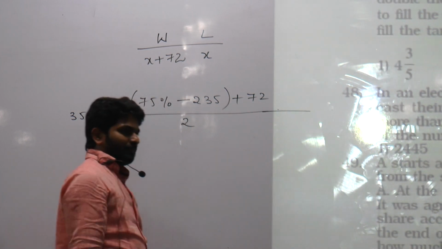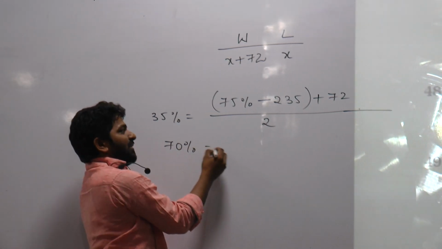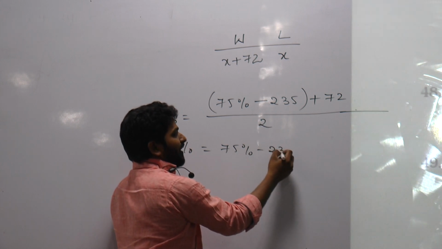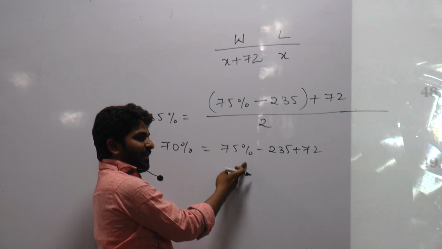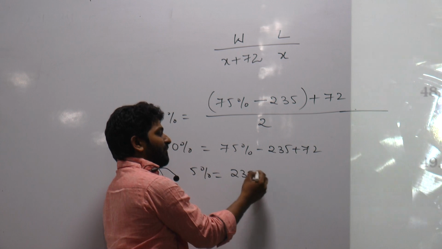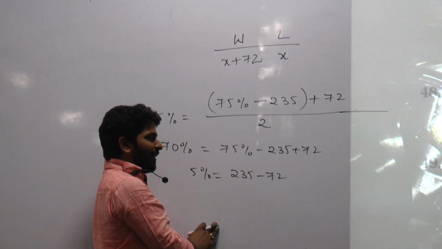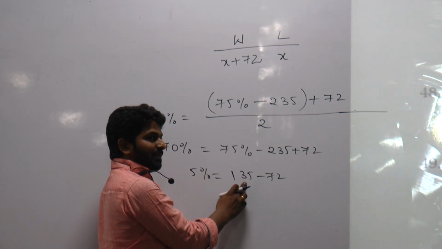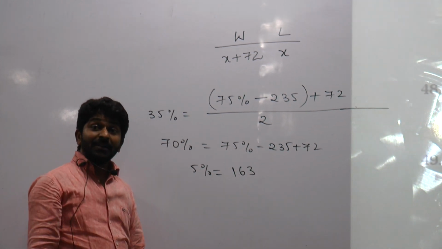Plus 72. 2 comes to this side. 70% is equal to 75% minus 235 plus 72. 70 goes to this side. 5% is equal to 235 minus 72. Subtract 100, add 28. 163. What is that you are asked to calculate?